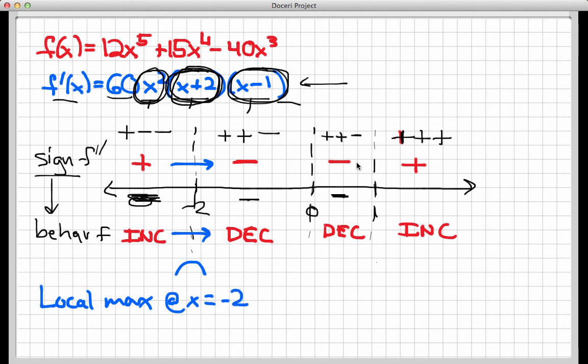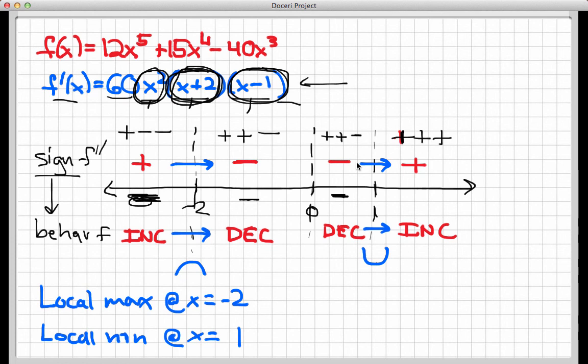The first derivative test also says that f will have a local minimum value where f prime changes sign from negative to positive, and that's right here. And of course, that just means that f itself is changing from decreasing to increasing, so it looks like this. So that's obviously a local minimum. So we have a local minimum at x equals 1.